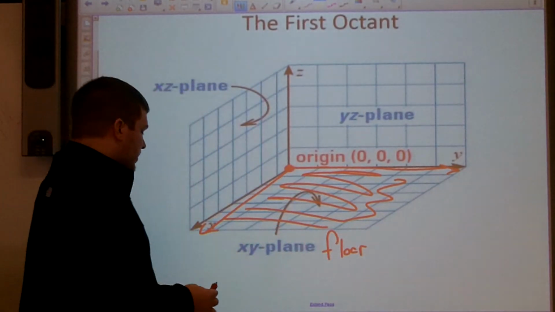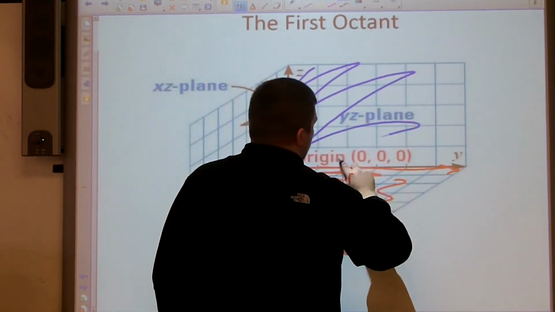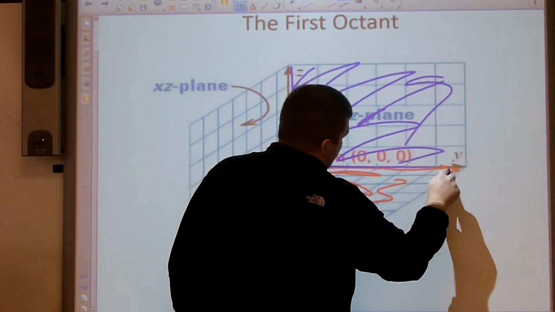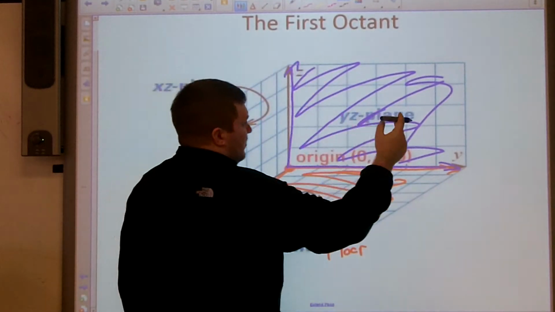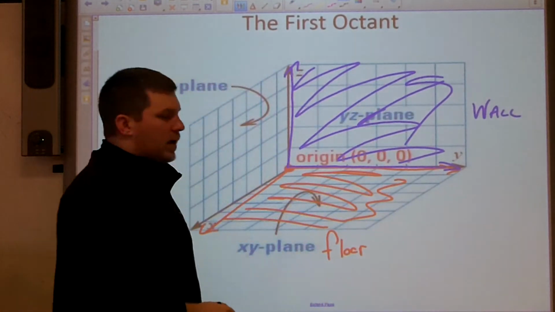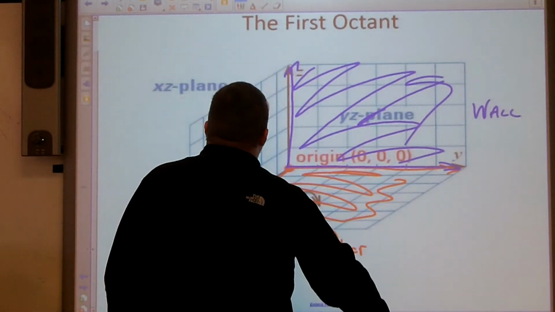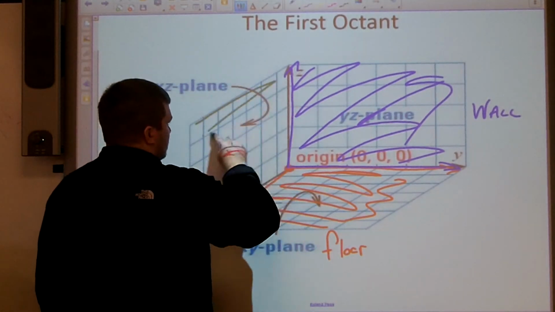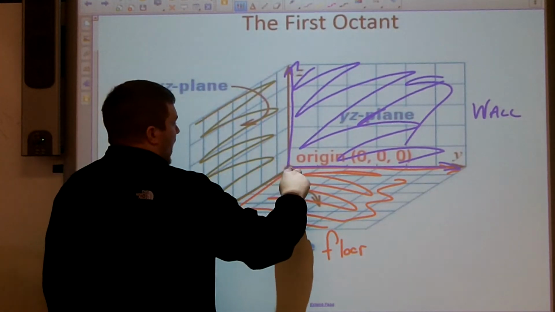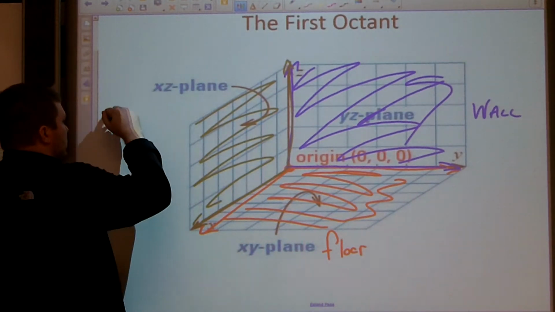The YZ plane, let's shade that one in blue. It uses the z-axis and the y-axis. That's kind of like a wall in our room, one of our walls. And then finally, the XZ plane. This one uses the x-axis and the z-axis. That's kind of like another, different wall.